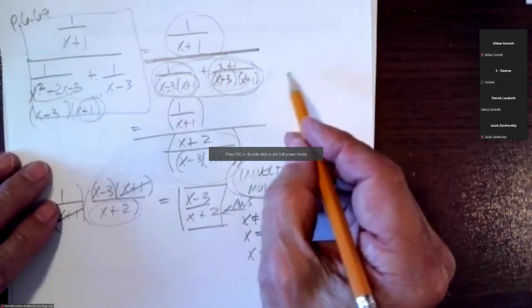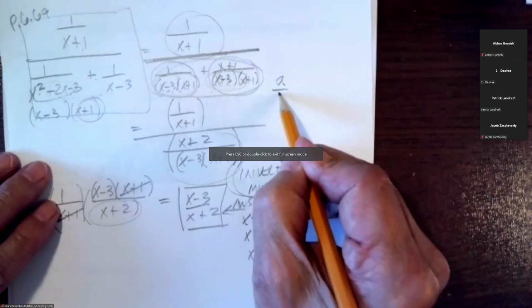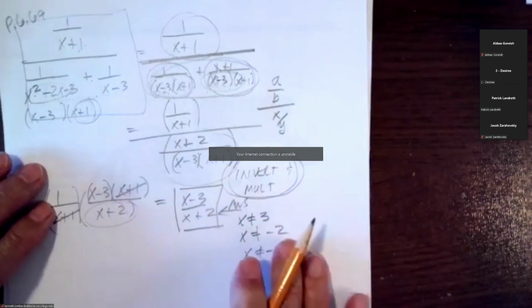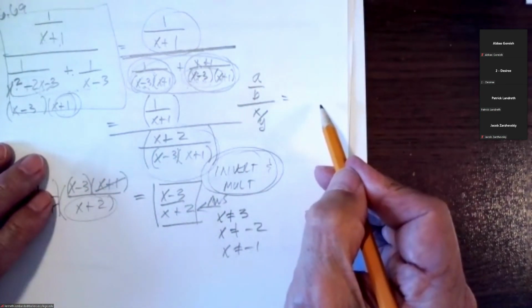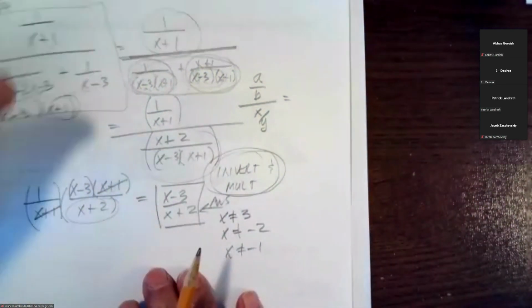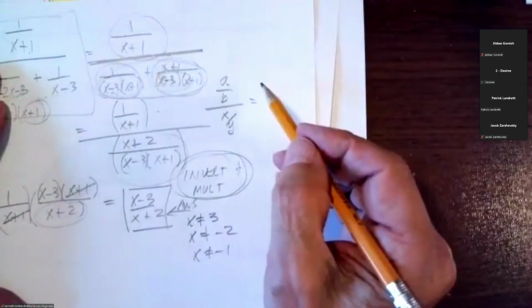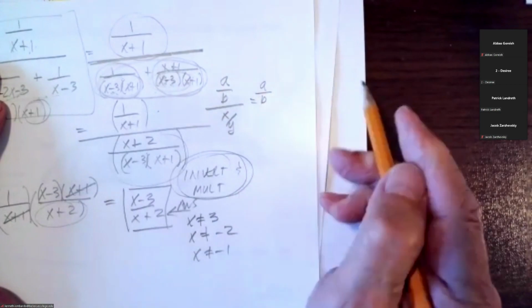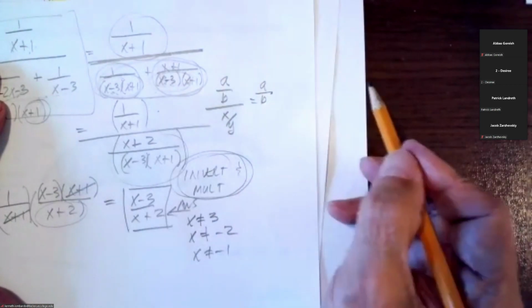That's correct. Now we're getting back to if we have A over B divided by X over Y, we invert and multiply, and what do we get? A over B times Y over X.